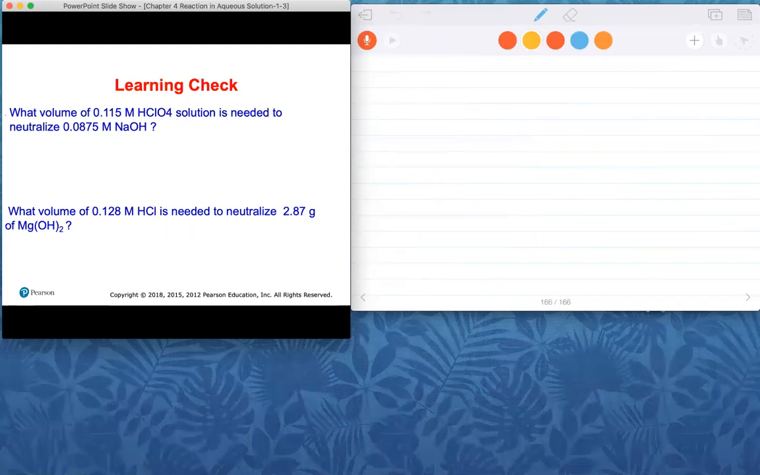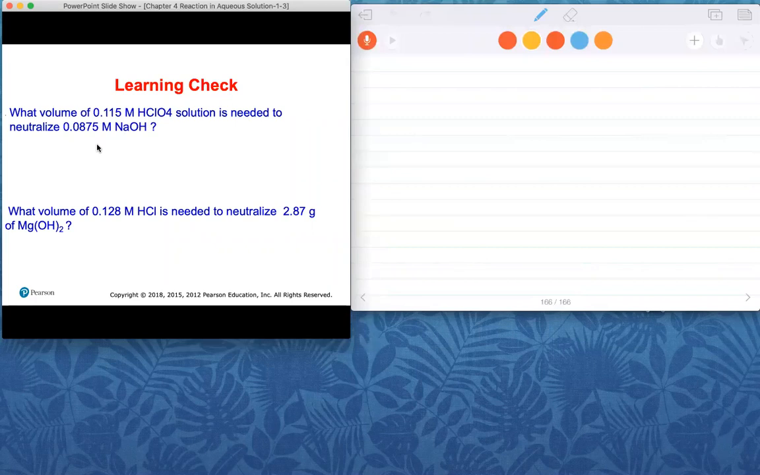What volume of 0.115 molar hypochlorite solution is needed to neutralize 0.0875 NaOH? This is 1 to 1. The thing is, they expect you to be able to write the balanced equation for your neutralization reaction. Here it is 1 to 1, 1 to 1.